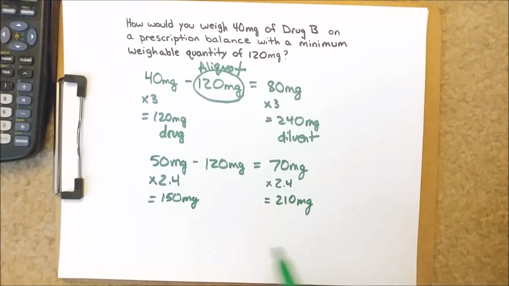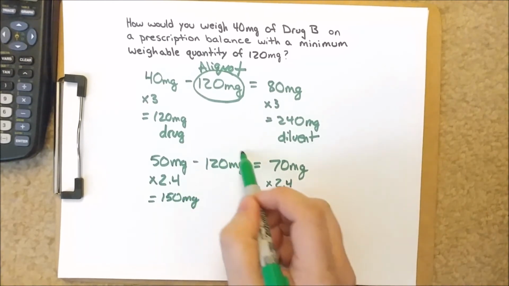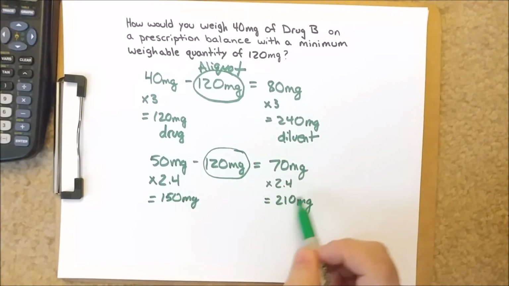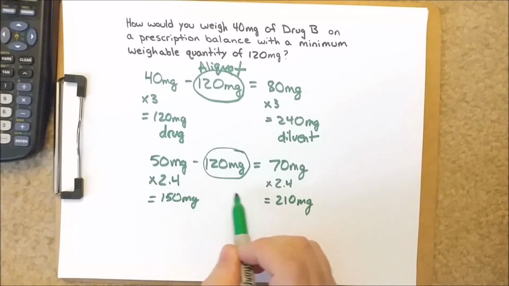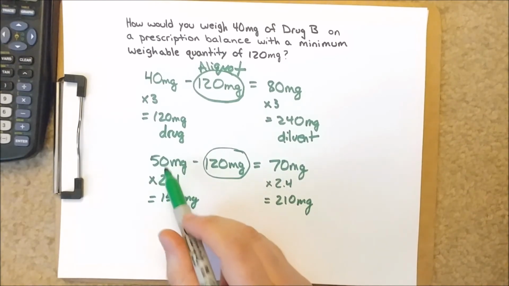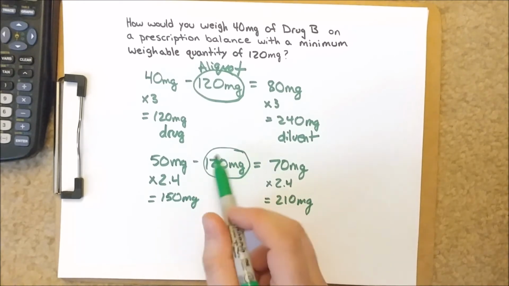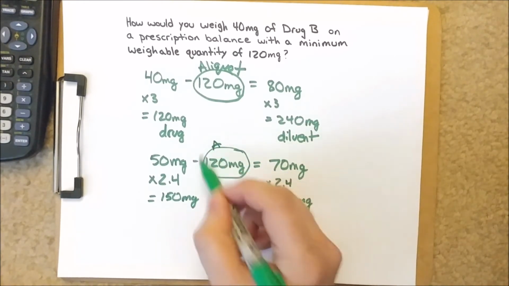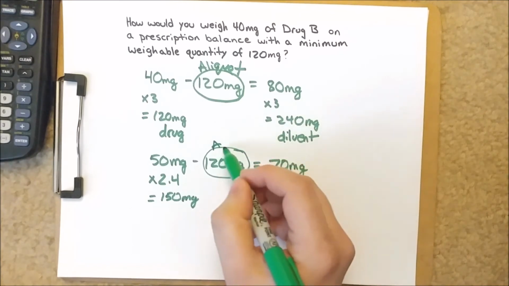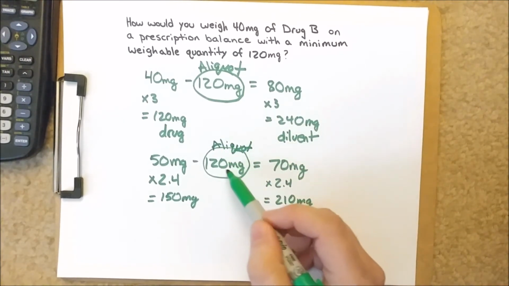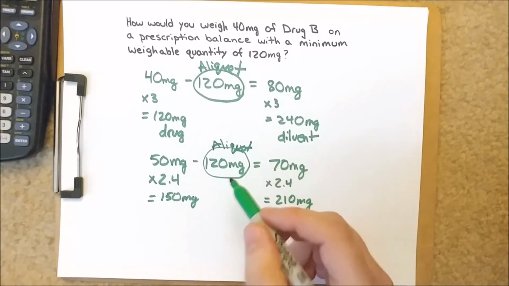Okay, so now I will still only take 120, because no matter what this is, and no matter what this is, your ratio is the same. I multiplied 50 milligrams by 2.4 and 70 milligrams by 2.4. So I'm always going to take 120, whatever the minimum weighable quantity is, as our aliquot. And that's okay, because that's your minimum weighable quantity for a reason. You can weigh that.